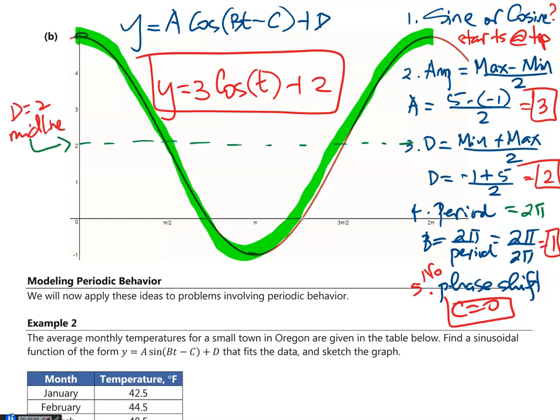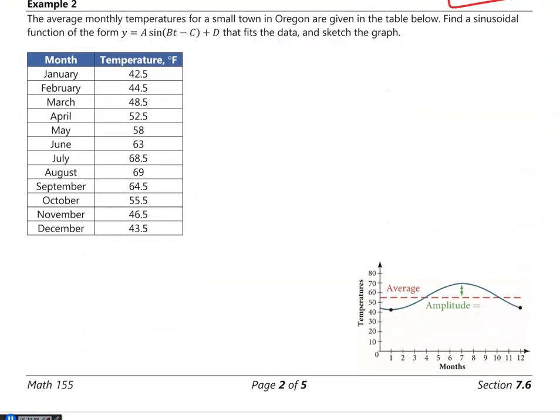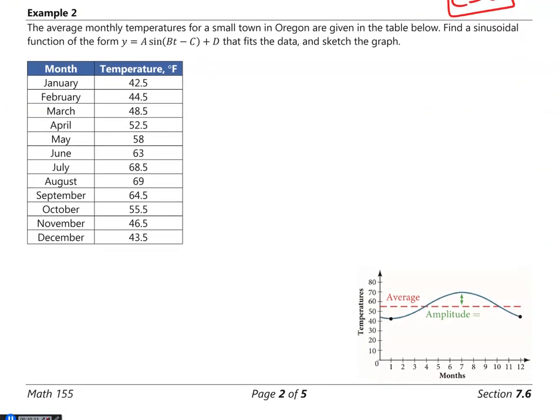We will now apply these ideas to problems involving periodic behavior. So example number 2: the average monthly temperatures for a small town in Oregon are given in the table below. Find a sinusoidal function in the form of y is equal to a sine b t minus c plus d that fits the data, and sketch the graph. So given the month from January to December and the temperature in degrees Fahrenheit.